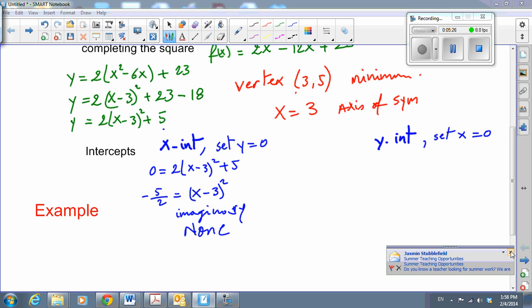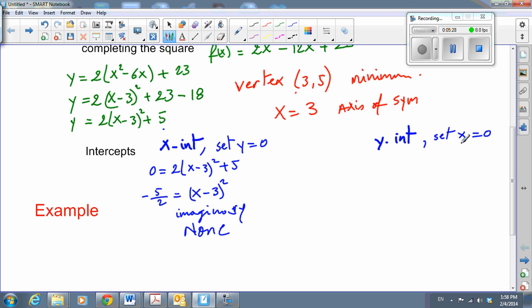For the y-intercept, I will plug in 0 for x. That will be y equals 2 times 0 minus 3, the whole thing squared, plus 5. Well, 0 minus 3 is negative 3. Negative 3 squared is 9. 9 times 2 is 18. 18 plus 5 will be 23. So our y-intercept is at 23.